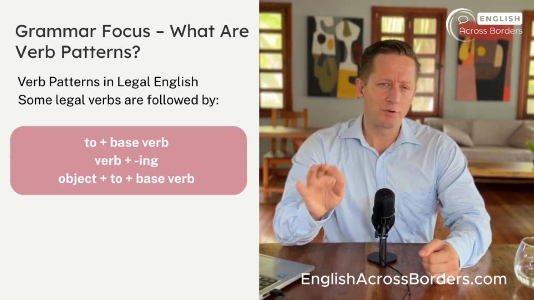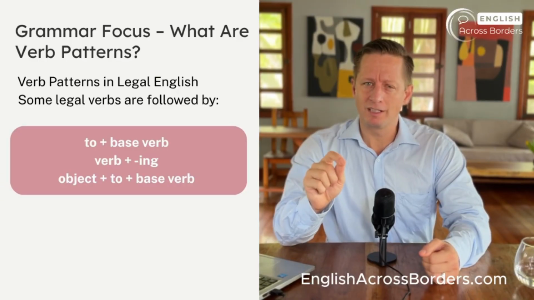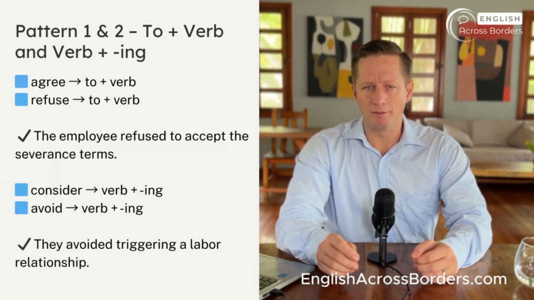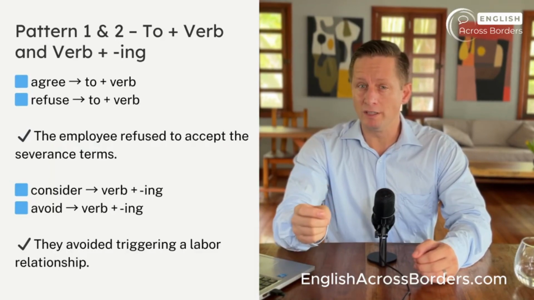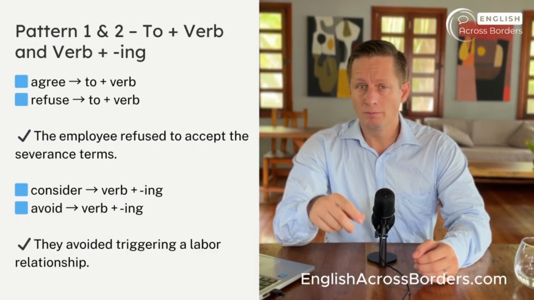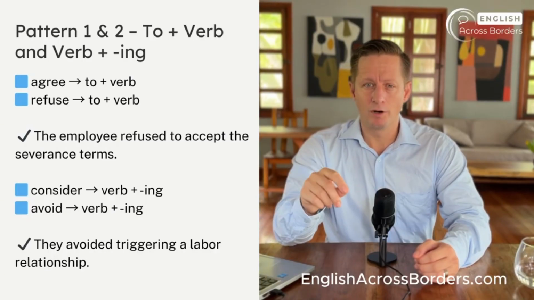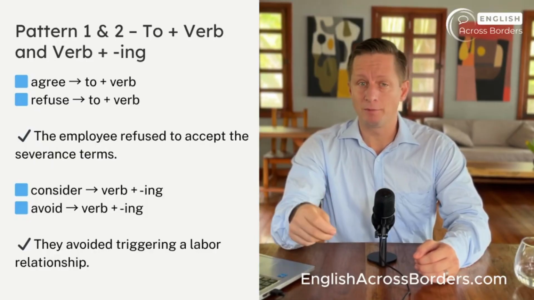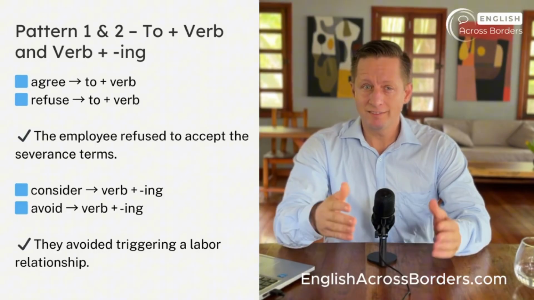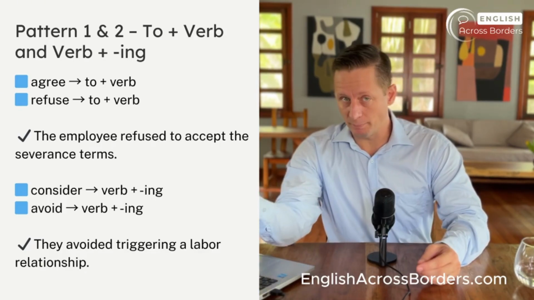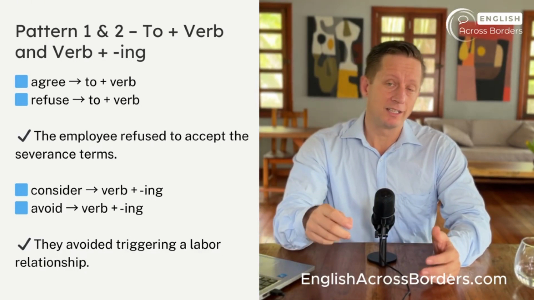Let's look at the 3 most important types you'll see in contracts and legal writing. Let's look at these common patterns, like the verbs agree or refuse. They're followed by to plus verb. For example, the employee refused to accept the severance terms. That's the structure. Refuse to accept, not refuse accepting.